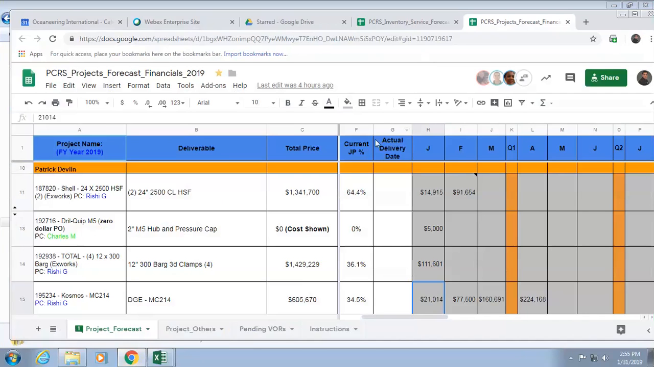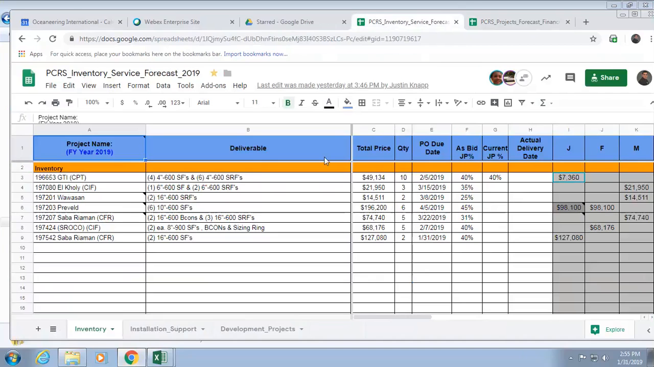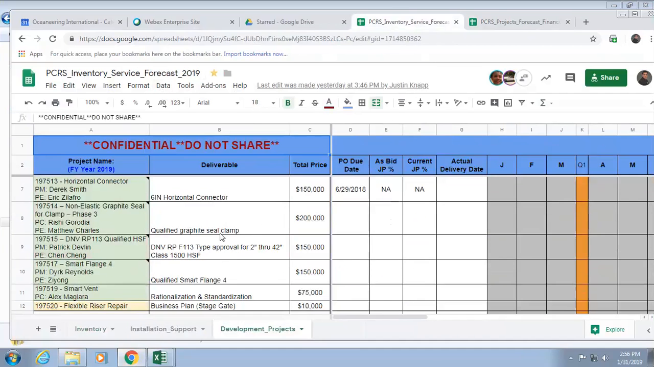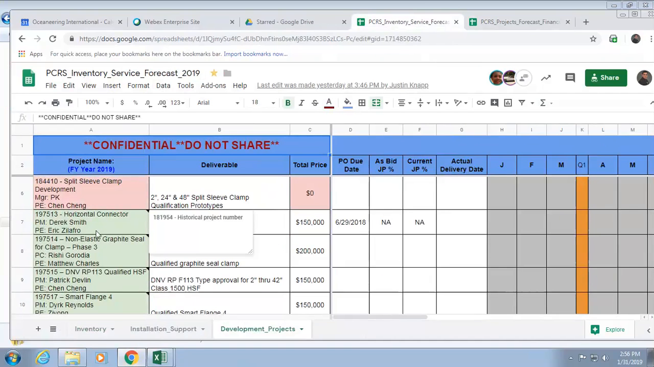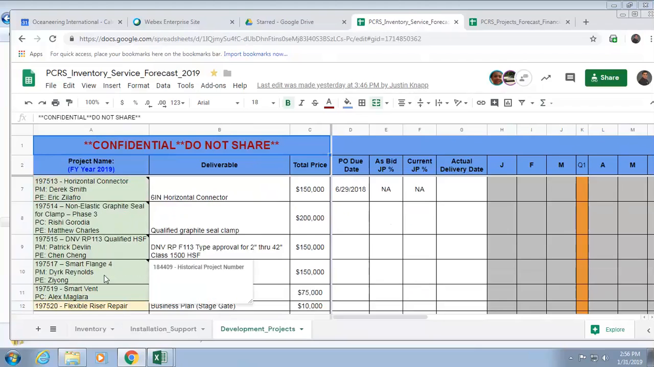Your sheet where you will be working for NPD projects is this tab, Development Projects, on the PCRS inventory service forecast. We have two forecast files: one is the projects, and one is the inventory service. Development projects are part of that. A few of the projects you see in green over here are the projects which Phil and Enrique have budgeted for this year for us to be working on: horizontal connector, graphite seal clamp, DNV RP113, smart lens, smart vent.